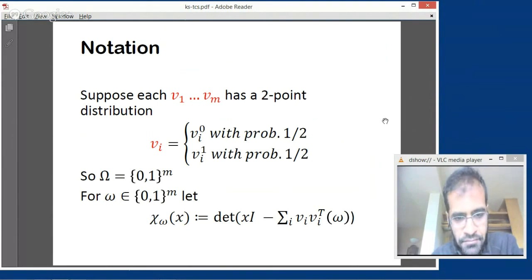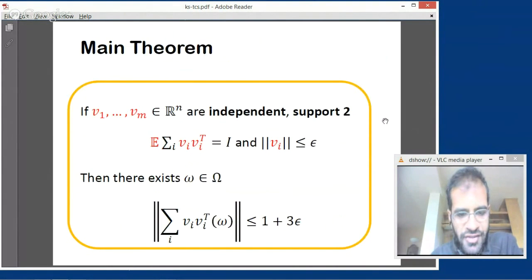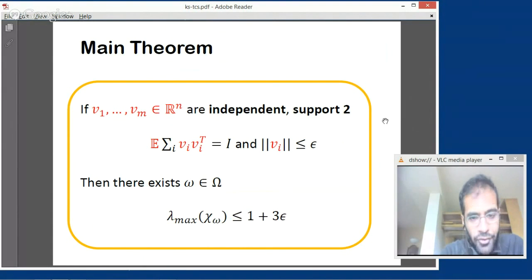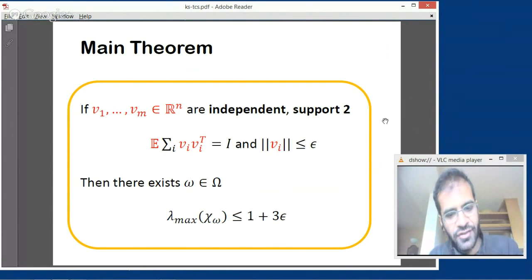Okay. So with this notation, the theorem I want to prove is the following. If you have independent random vectors v1 through vm, then there exists an omega in the probability space so that the norm at that point is at most 1 plus 3 epsilon, right? As I said, the norm is just the largest eigenvalue of the matrix, which is the largest root of the characteristic polynomial. The characteristic polynomial of omega, I'm going to call chi of omega. So I want to prove that given such independent vectors, there exists one setting of them, one point in the probability space, so that the largest root of that characteristic polynomial is bounded by 1 plus 3 epsilon.